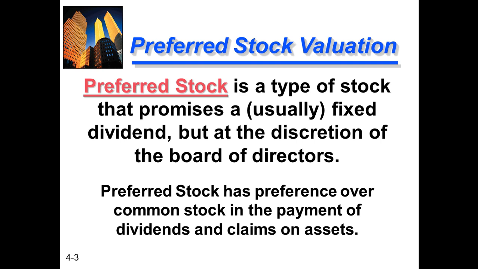So preferred stock has preference over common stock in the payment of dividends and claims on assets. It means that when organizations pay dividends to preferred stock and common stock, preferred stock has preference over common stock. Preferred stockholders are paid the dividend first. And when the organization fails and is liquidated, the preferred stockholders have a claim on assets before the common stockholders. Therefore it is called preferred stock. From the name it denotes that it has preference over common stock.